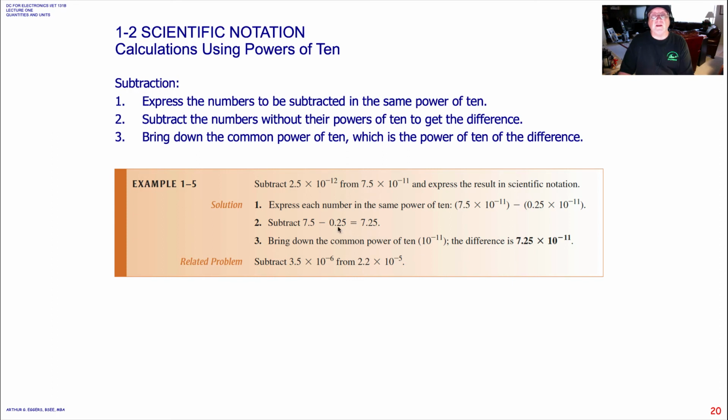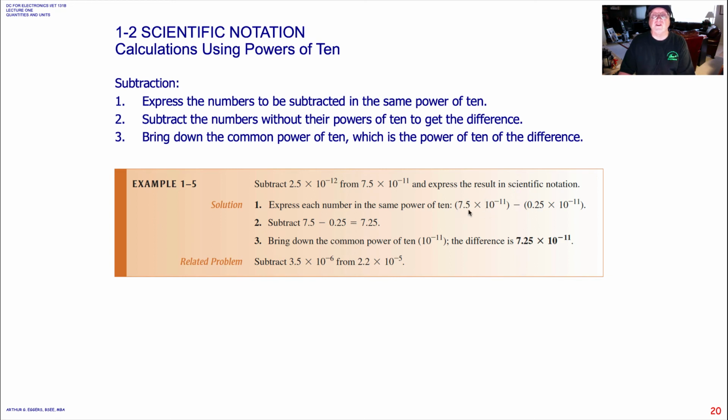Subtraction, the same thing. We're going to take the two terms, 2.5 times 10 to the minus 12th, 7.5 times 10 to the minus 11th. We're going to get the exponents the same. It's kind of like our common denominators that we've learned here. In this case, we're coming up with a common exponent. So we're going to take the first term and we're going to subtract it from the second term.